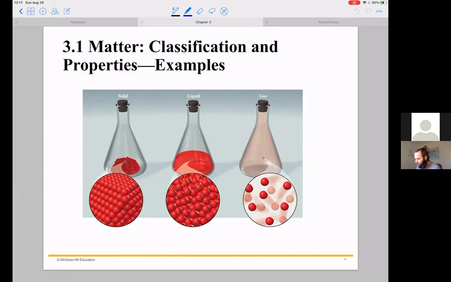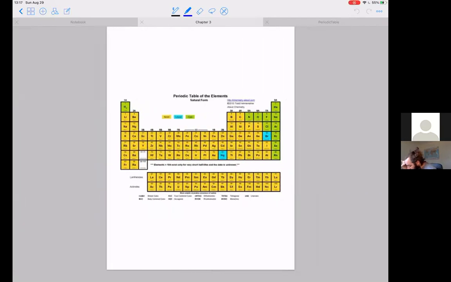All right, so if we look at our periodic table, this is at room temperature.